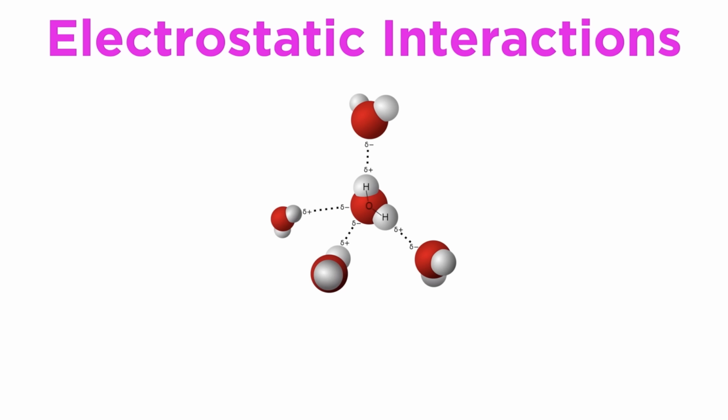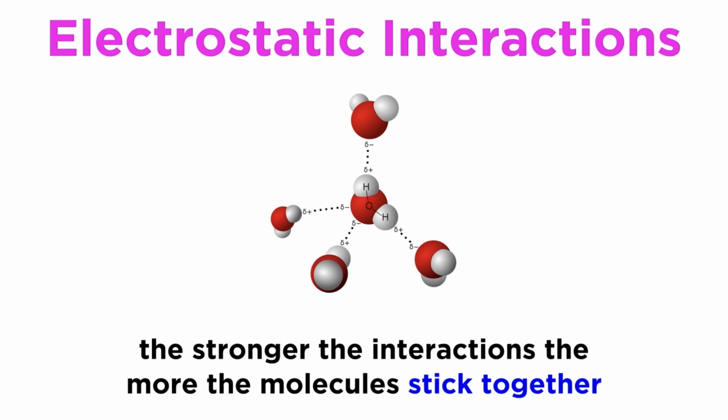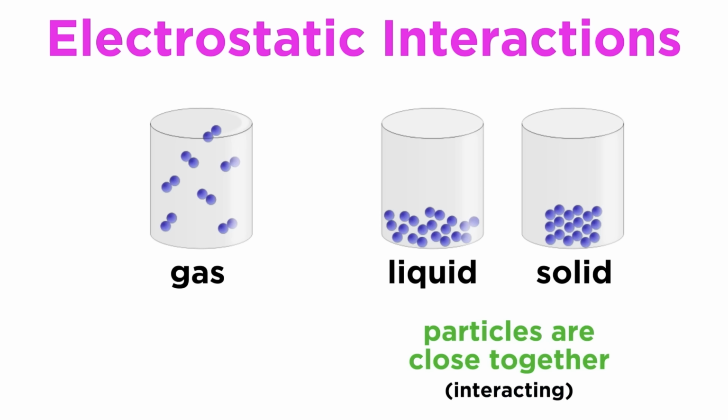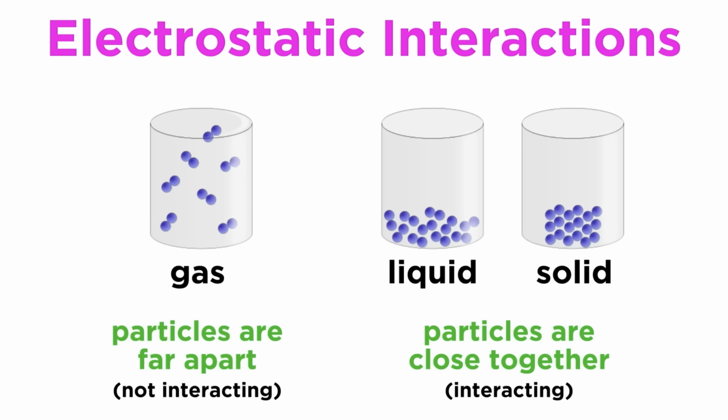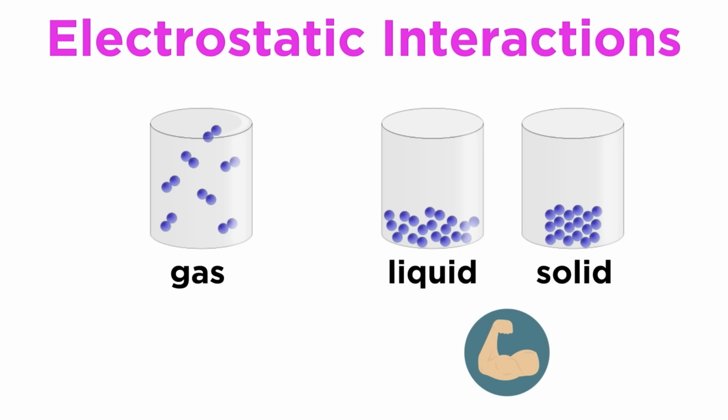Every substance exhibits some kind of electrostatic interaction between its molecules, even if only dispersion interactions. The stronger these attractive forces, the more the molecules stick together, and will thus be a liquid or even a solid at higher temperatures. That's because particles in a solid or liquid are close together, essentially touching, and thus participating in interactions. In a gas, the particles are far apart and not interacting, so the stronger the attraction between the particles, the more heat energy that will need to be provided in order to overcome these attractions and put the substance into the gas phase.